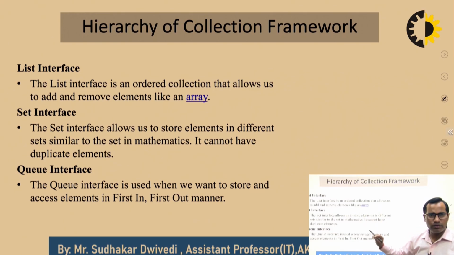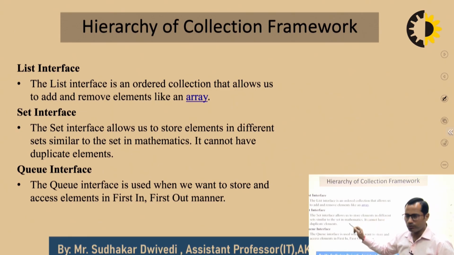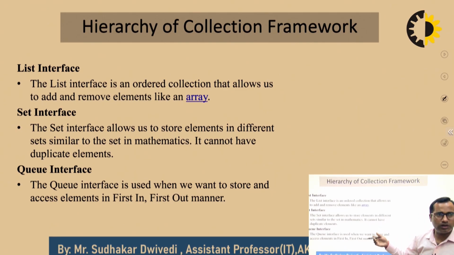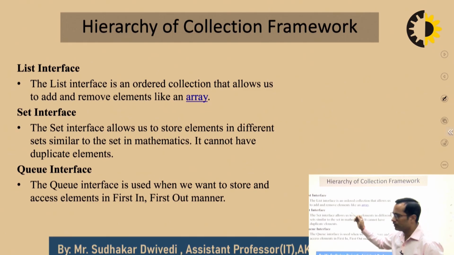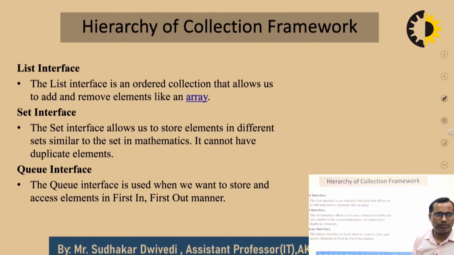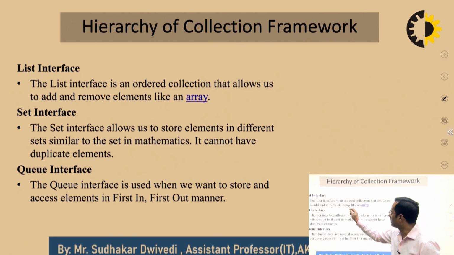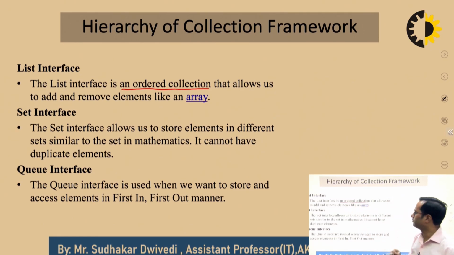So when do we use the list interface? We use the list interface when we have to store the elements in an ordered collection. That means it provides the facility for an ordered collection of elements. So we can just say that the list interface is an ordered collection that allows us to add and remove elements like an array. As with an array, we were performing the insertion or deletion of elements in a particular order. We can do that in the list interface.